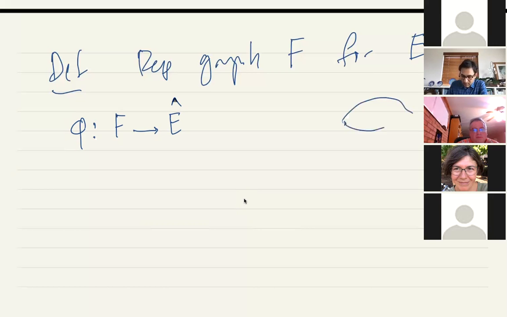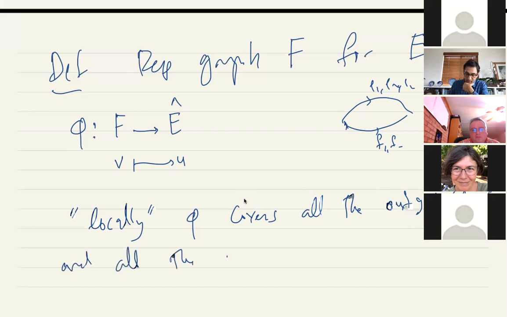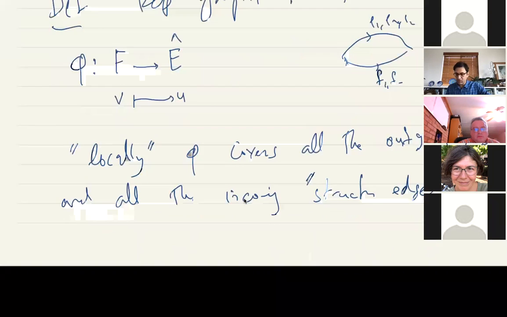So E1, E2, E3, F1, F2. So you have them here. And I write it here and I'll show you locally. Phi covers, see if you can imagine, all the outgoing tags and all the incoming structured edges. So let me just show you what I mean by that. If we get over this, that means that F is a representation for E. So let me just give you an example.